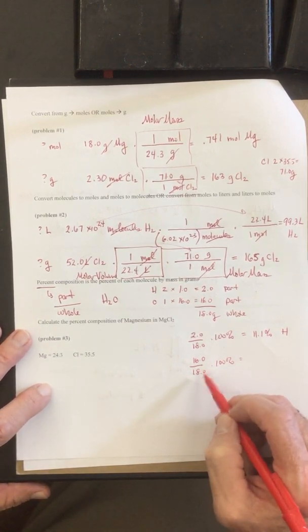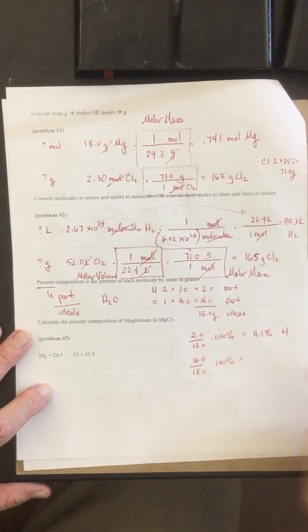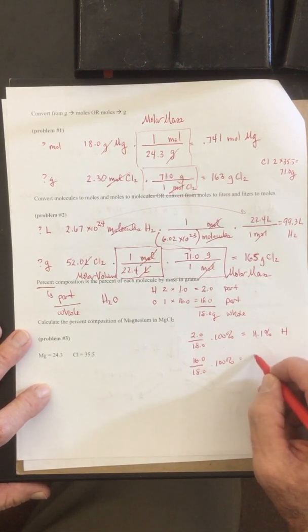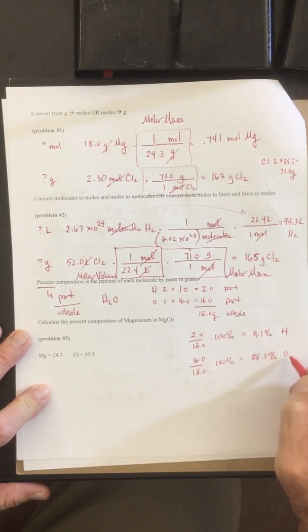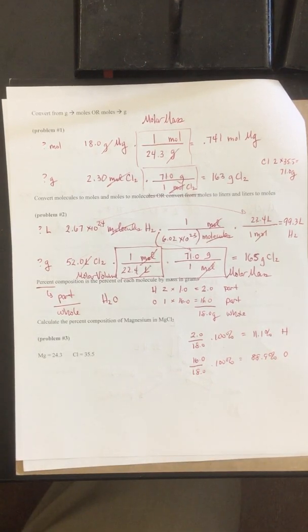So take your calculator, 16 divided by 18, multiply by 100, and your calculator should read 88.9% is oxygen by mass. And again, if you add those together, they should give you 100%. This is the part that hydrogen weighs, this is the part that oxygen weighs.